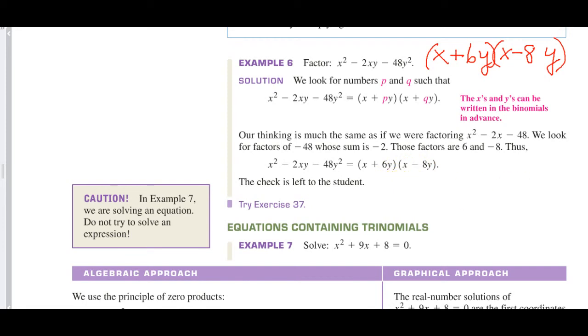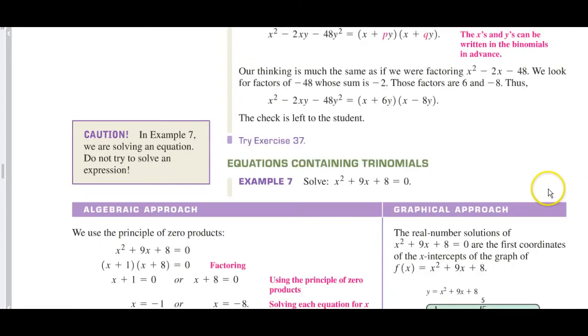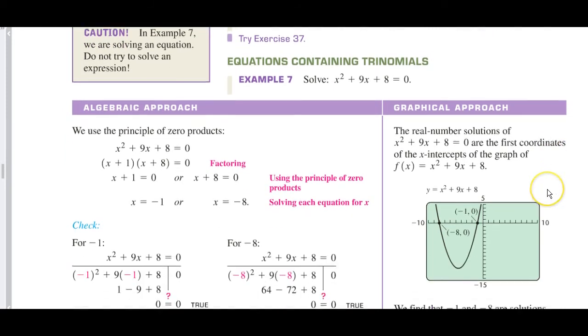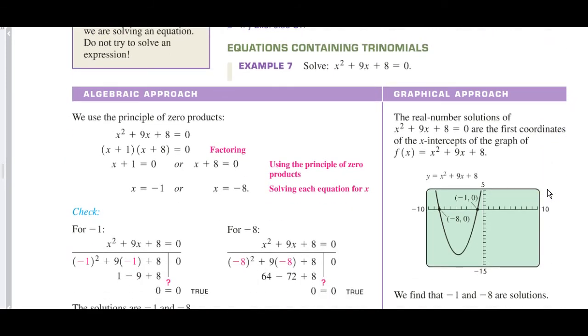Now, when we have equations containing a trinomial that's equal to 0, there is a strategy, and in a sense, this could be put into a graphing calculator, and there are your answers, but we want to do it by factoring. So the strategy would be 2 sets of parentheses, equal to 0. It's in standard form.